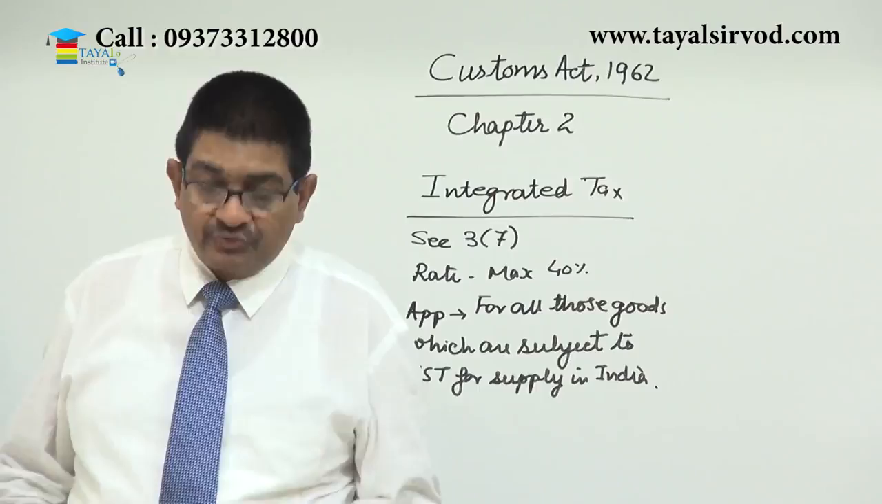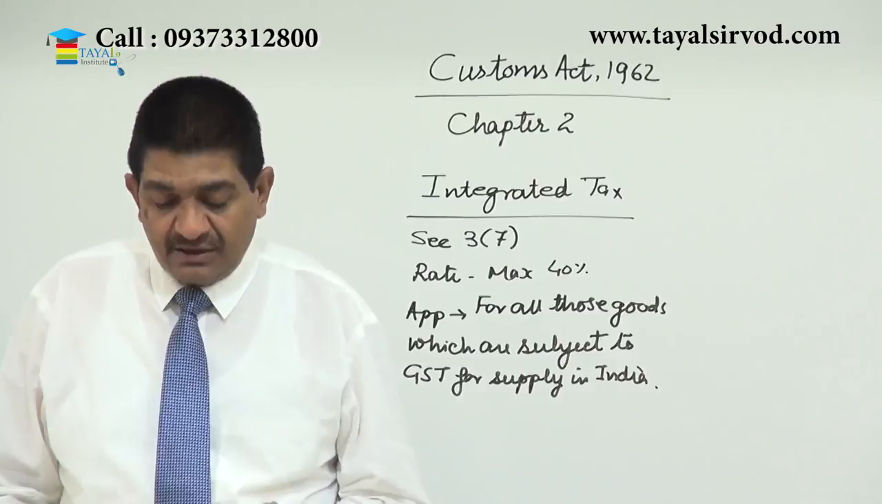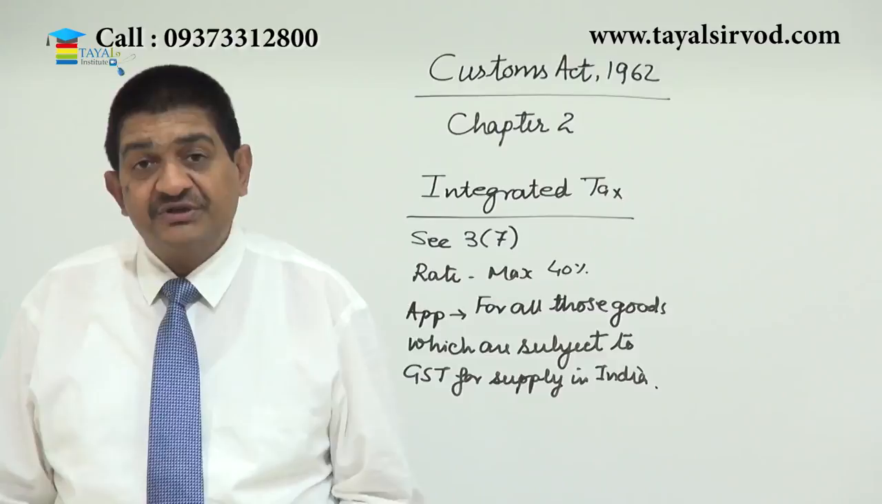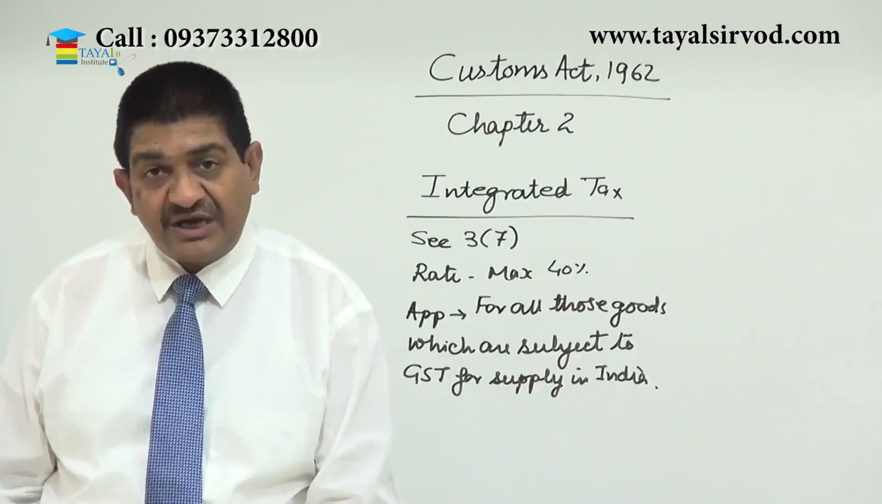This is chargeable only on the goods which are notified by the government for the purpose, and these are a different kind of goods. These are either luxury goods or those are called sin goods. Sin goods are, for example, pan masala, gutka, etc. So wherever this compensation cess is chargeable, if those goods are imported, then this amount will also be chargeable, right?